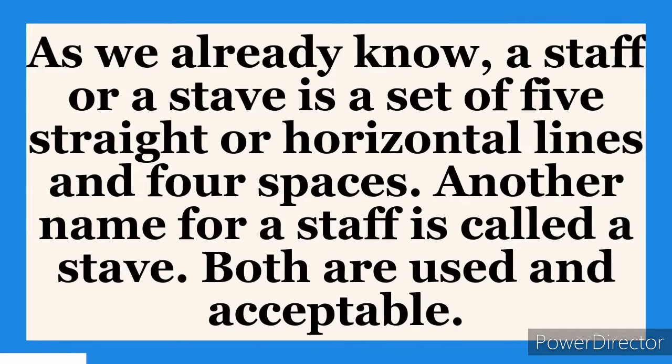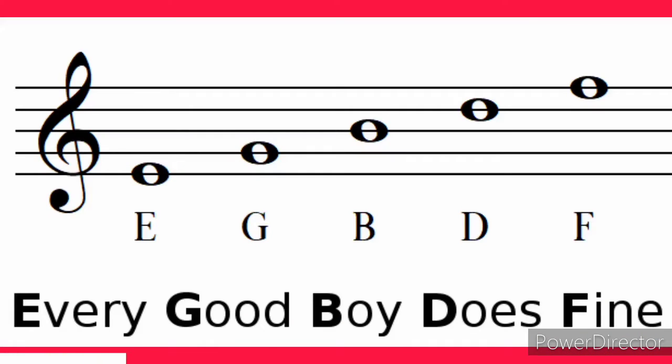As we already know, a staff or a stave is a set of five straight horizontal lines, and it has four spaces. Another name for a staff is a stave, and both are used and acceptable in music.